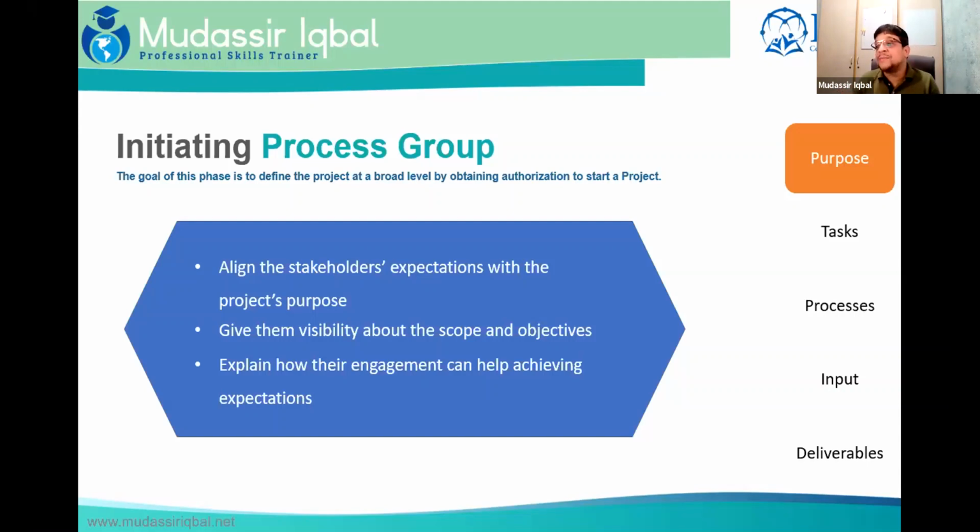The objective or the purpose of the initiation is aligning the stakeholders' expectation with the project's purpose. This is one of the very important challenges, because maybe you may have a BPR or you may have a business case being done. Now it is very important that you need to sell it, and everybody should be aligned in the right direction. Give them visibility about the scope and objective. Explain how their engagement and participation in the project and in associated phases, that is all other things that are happening on the project, can ensure that their expectations are achieved. Tell them why they are in the project.